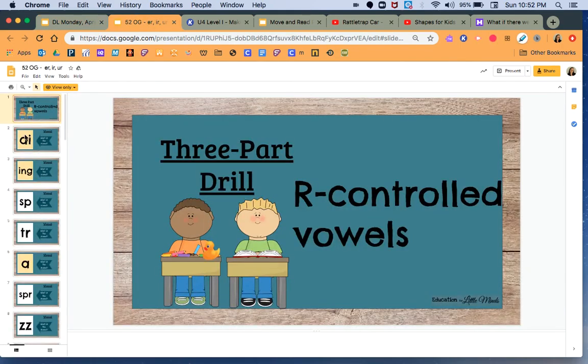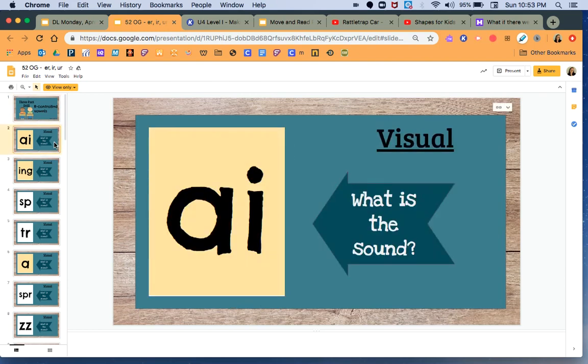So we're going to do our R control vowels, and we are going to say the sound. And if I'm going too fast, then you need to pause it or go back to it when we get done. So today we are going to say the 2 or 3 letters and then say the sound. Ready? Here we go. A-I says A.